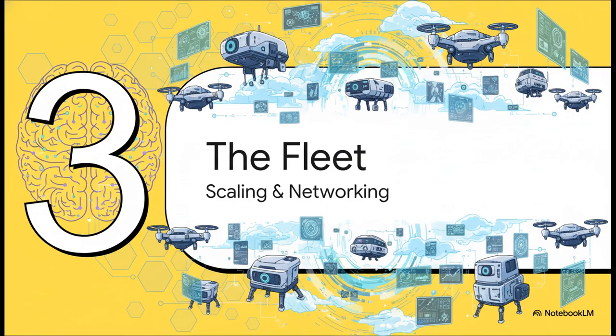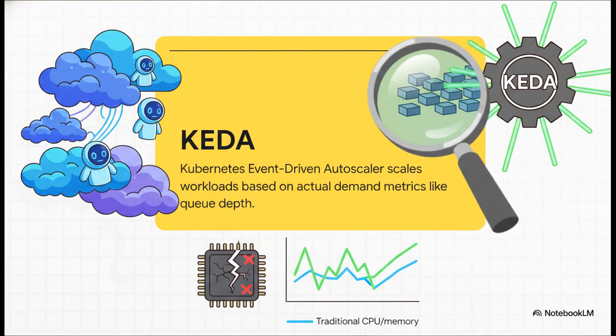Okay, section 3 is the fleet. This is where we get into orchestrating these isolated brains into a collaborative, auto-scaling workforce. Listen, if you try to scale your AI agents using standard Kubernetes horizontal pod autoscalers, you're going to hit a brick wall immediately. Why? Well, traditional CPU and memory scaling metrics are basically useless for AI agents. These agents spend like 99% of their time just sitting there waiting on I/O. They're waiting for API responses, LLM inferences, tool executions, you name it.